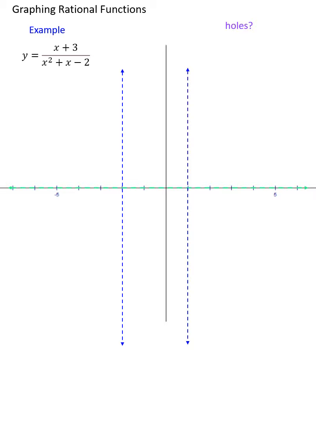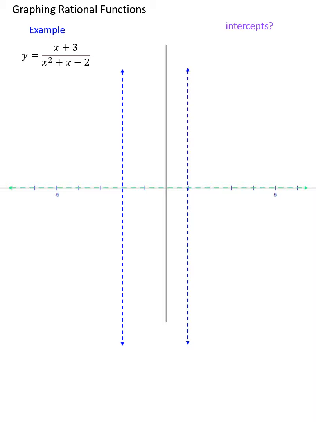Now let's look for holes in the graph. Holes in the graph occur whenever there's a number that makes the denominator and the numerator both 0. No such number exists, therefore there are no holes in this graph. We know that no such number exists, by the way, because we know what makes the numerator 0, clearly -3, and we had already found what makes the denominator 0. -3 wasn't among those 2 values. So in conclusion, there's no holes in this graph.